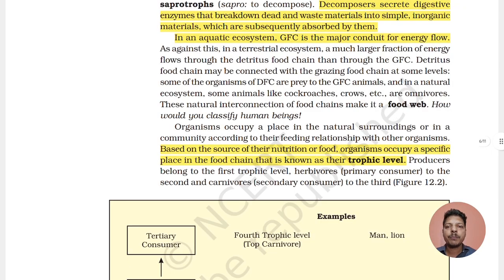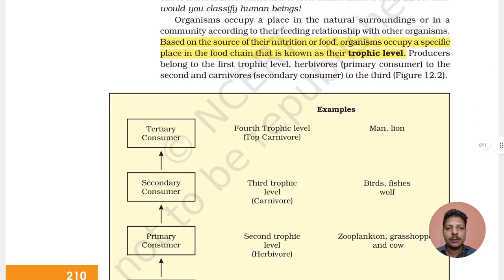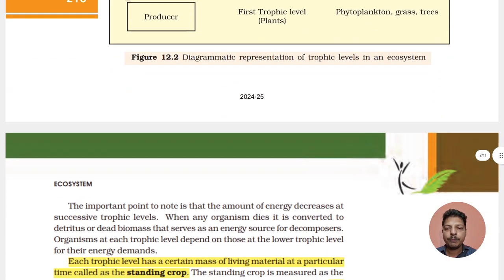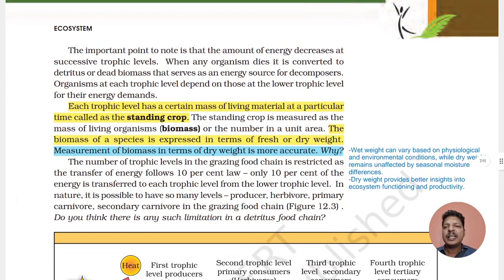Based on the source of their nutrition or food, organisms occupy a specific place in the food chain known as the trophic level. Here the same example is given: producer, primary consumer, secondary consumer, tertiary consumer. Next, each trophic level has a certain mass of living material at a particular time called the standing crop. The standing crop is measured as the mass of living organisms, that is biomass, or the number in a unit area.